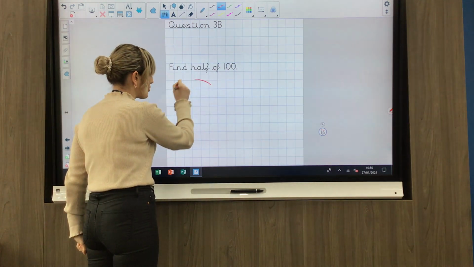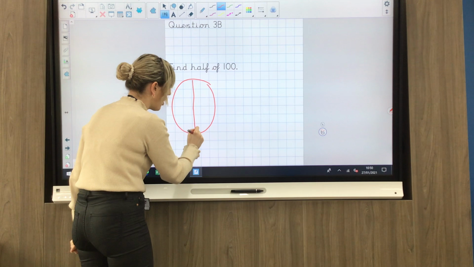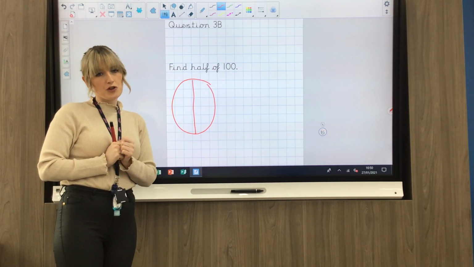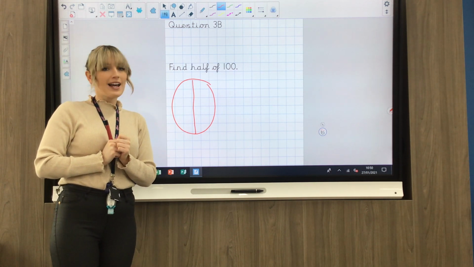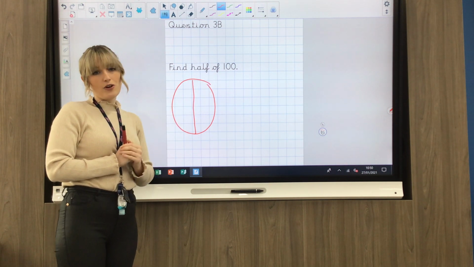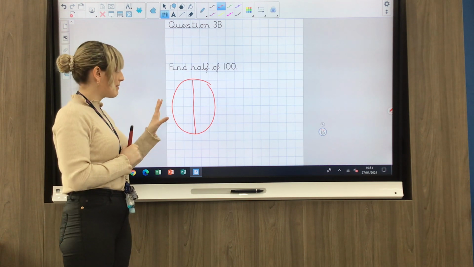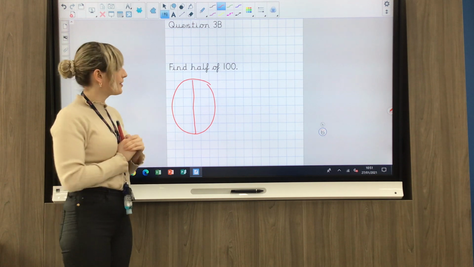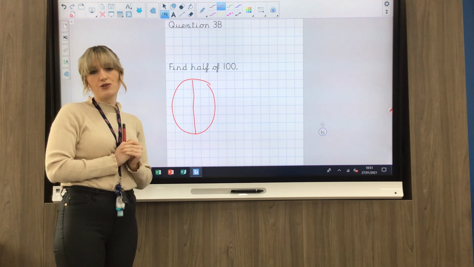So let's imagine I've got a yummy cake, and I'm splitting it in half. Now, I've got to split 100 in half. When we've got smaller numbers, we can use drawing to help us. But 100's a big number, isn't it? It's going to take me a very long time. So let's imagine this is my cake and I'm decorating it with chocolate buttons. It'd take me a really long time to find half of 100.